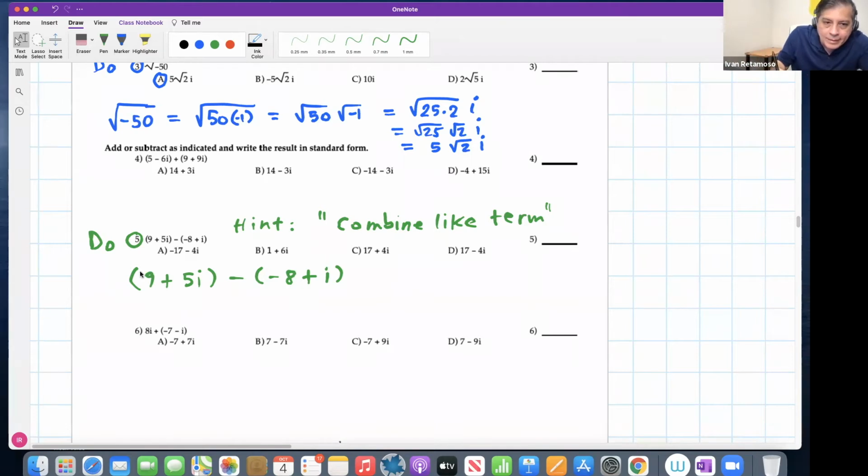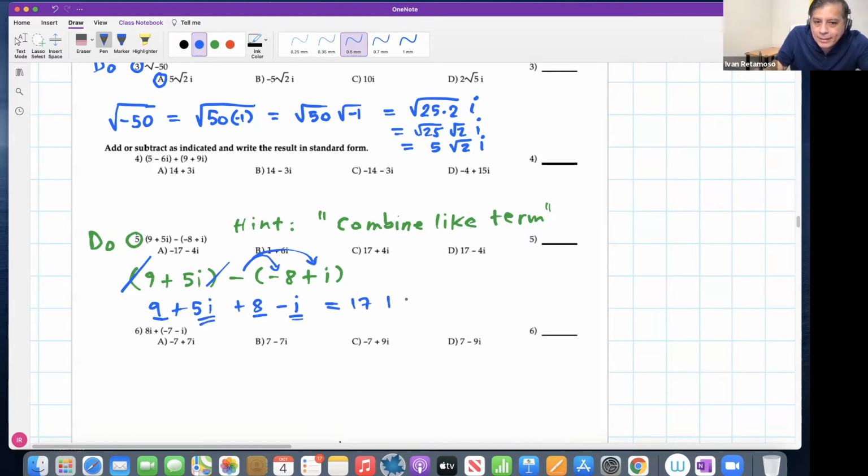So basically, we look at these two complex numbers as if they were just binomials, right? 9 plus 5i. This minus times minus plus 8 minus times i minus i, right? And then just combine like terms. 9 plus 8 is 17, right? 5i minus i, 4i. And then we're done, right? We're done. This was sort of subtraction.